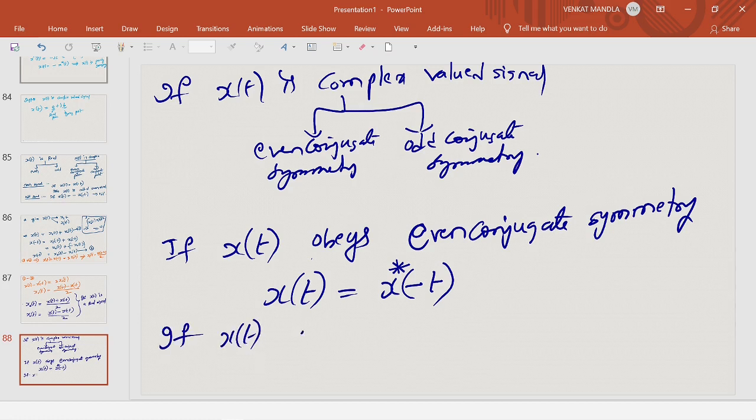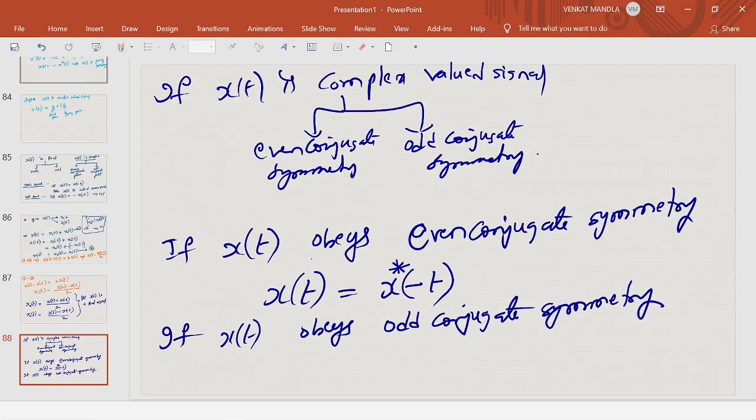If x of t obeys odd conjugate symmetry, same: x of t equal to minus x of minus t for an odd signal. If x of t is a real signal, x of t equals minus x of minus t if it is an odd signal. What if it is a complex valued signal and odd conjugate symmetric? Just put a conjugate here: x of t equals minus x conjugate of minus t. Okay, so these are the conditions to obey even conjugate symmetry and odd conjugate symmetry.